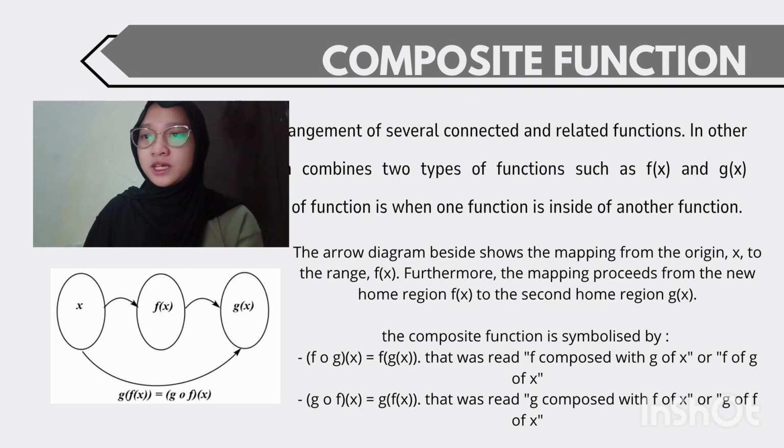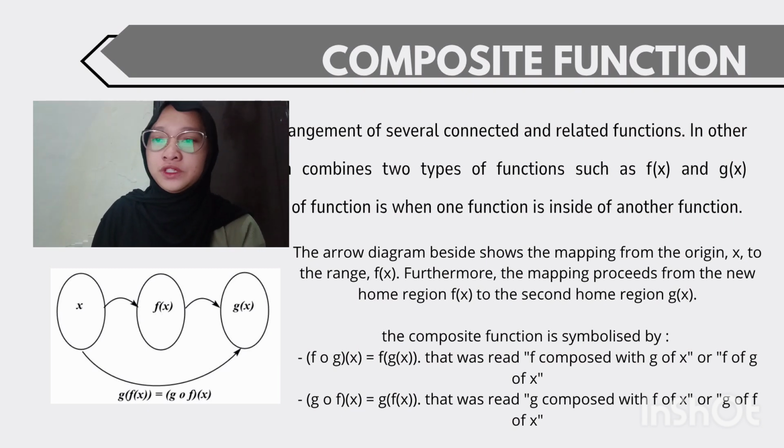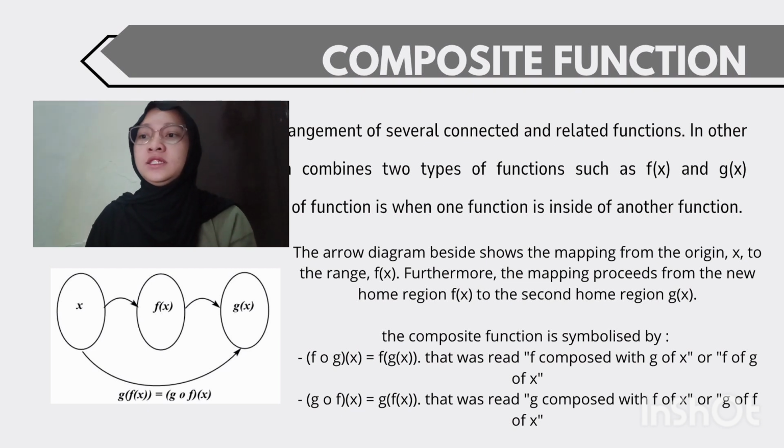The arrow diagram beside shows the mapping from the origin x to the range f of x. Furthermore, the mapping process goes from the new home region f of x to the second home region g of x. The composite function is symbolized by first, f of g of x, read f composite with g of x. Second, g of f of x, read g composite with f of x.